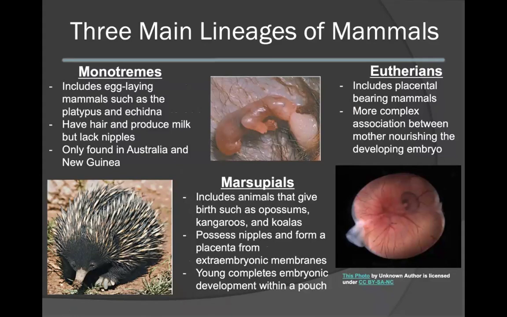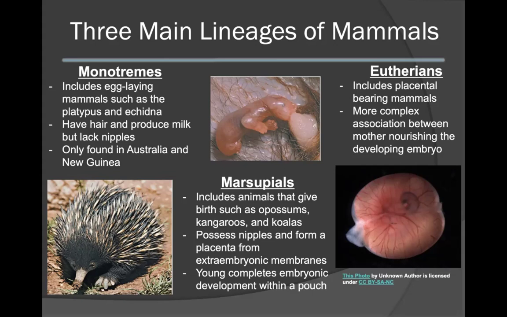Marsupials include the animals that give live birth, however the young must complete the embryonic development within a pouch on the female. These animals possess nipples and as well they form a placenta from the extraembryonic membranes. These include animals such as the opossum, kangaroo, and koalas.